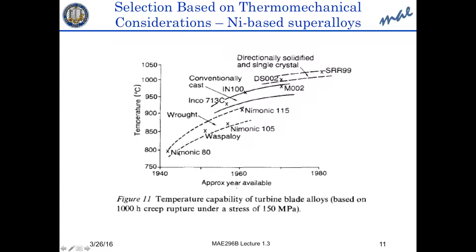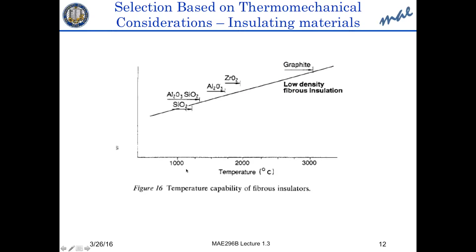So you see here that we have names that are familiar: Waspaloy, Mnemonic alloys, Inconel, and then you get the conventional casting, and then the technology that was discovered in the 80s called directionally solidified and single crystals, and that led to higher creep strength and so on. So that's an important consideration for us when we do the design.